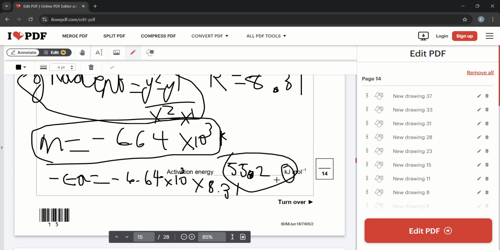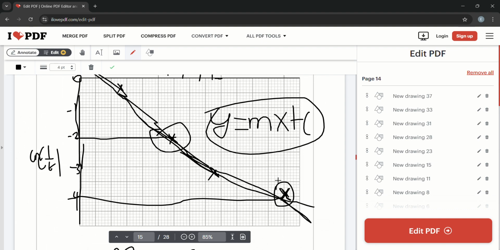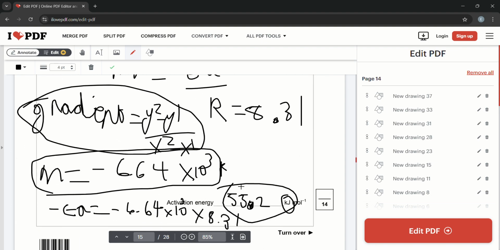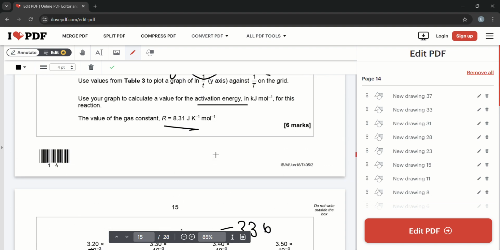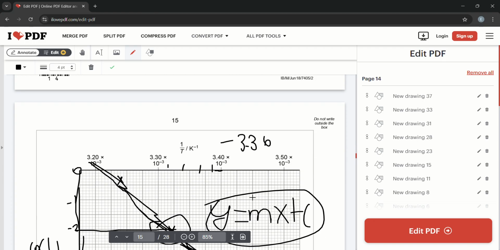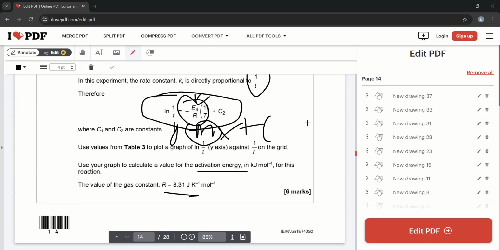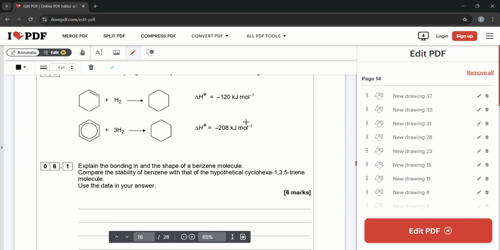So the hard part again, for me, is plotting the graph, but once you've got it, you can quite easily find the activation energy by comparing them. Just remember, straight line graph y equals mx plus c, compare them and you can find the gradient. End of question 5.